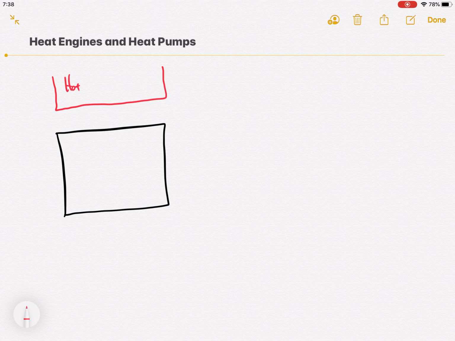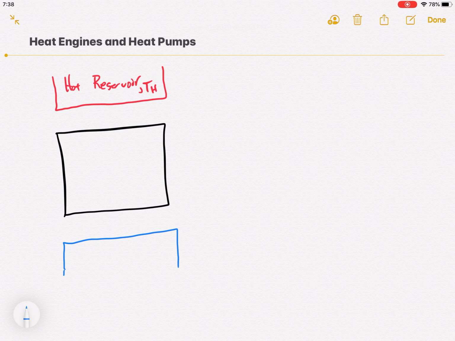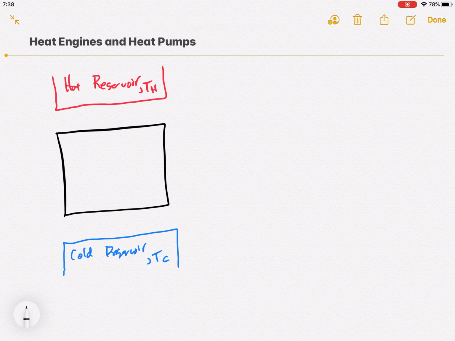This is a hot reservoir at some temperature T hot. And then we'll have a cold reservoir on the other side of the system. This is the cold reservoir at T cold. Now, all I mean by reservoir is a body that can absorb or give heat without changing temperature. Usually, that's something very large, like a large body of water or something.